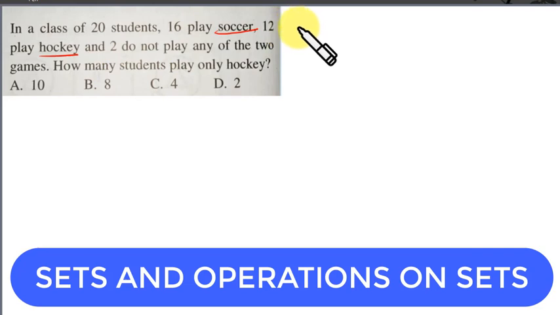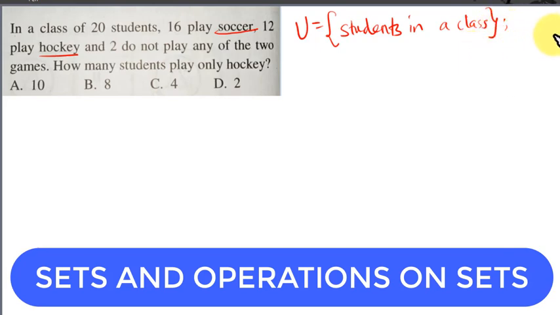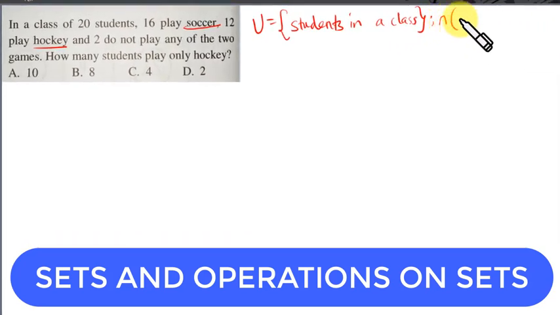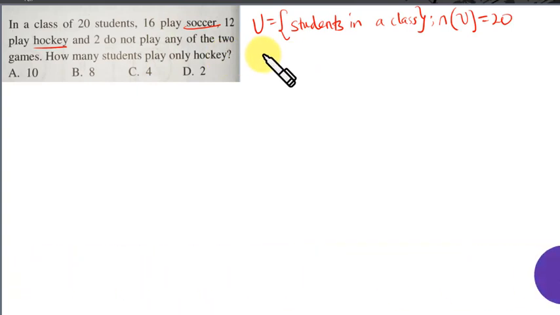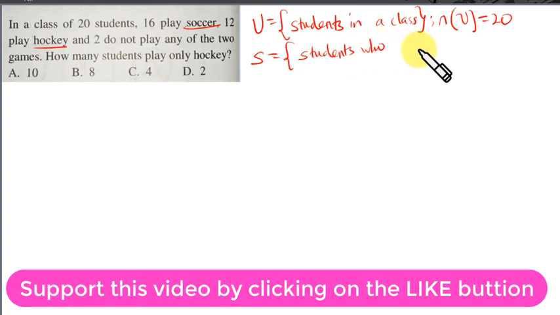In a class of 20 students, let U be equal to what we are talking about, that is students in a class, and of course the number of students in the class, the number of the universal set, I'm told is 20. Now I'm talking about soccer here, so let me use S so that I can easily identify what I'm doing here. So students who play soccer. Of course, in an objective question like this, there is no need to write all these things. I'm only writing these things so that you understand what I'm talking about here.